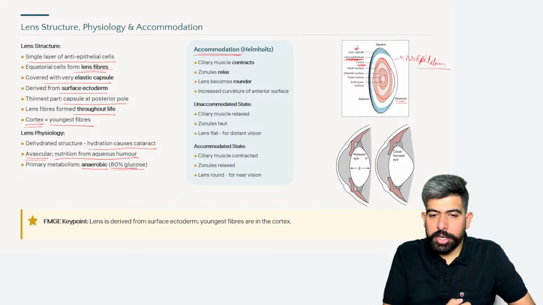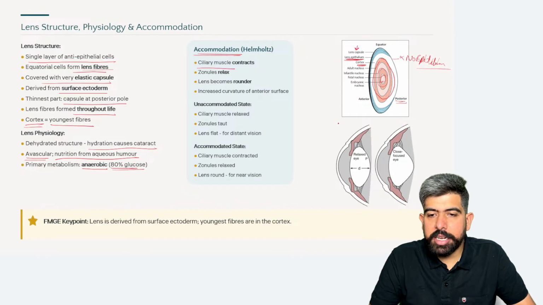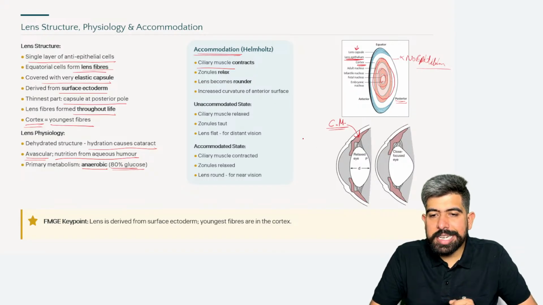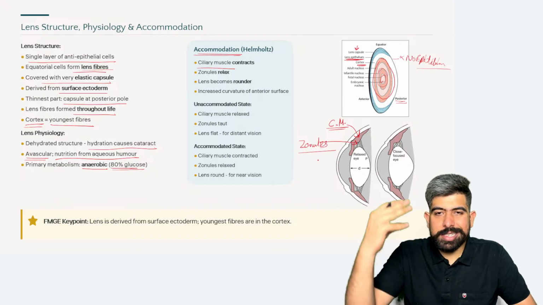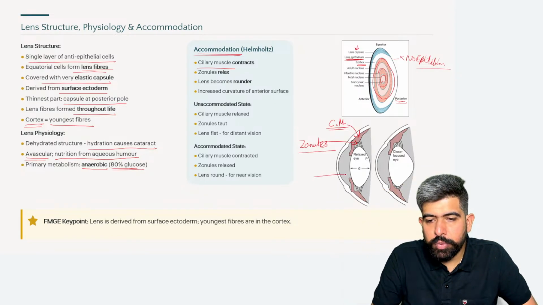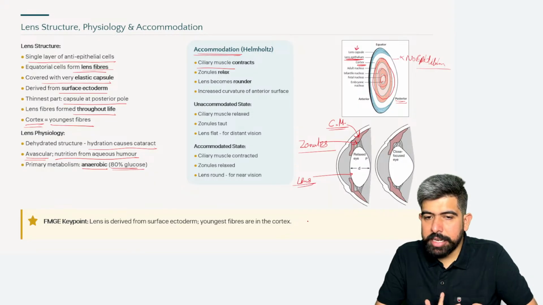Now there are steps of accommodation. Please remember about it. What is happening in accommodation? There is a ciliary muscle. Three structures are here, as you can see in this diagram I already mentioned. This is your ciliary muscle, or we can say the ciliary body. The next structure you can see, these thin thread-like structures, are your zonules. Then the last structure, which you know very well, is your lens. Is it clear?